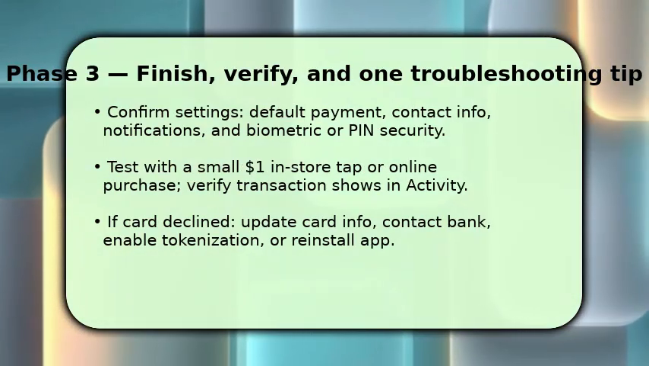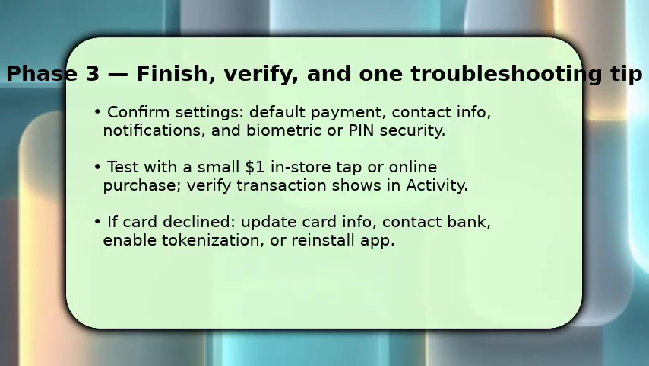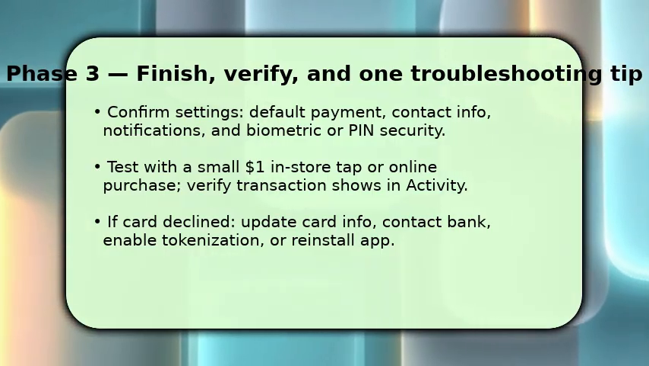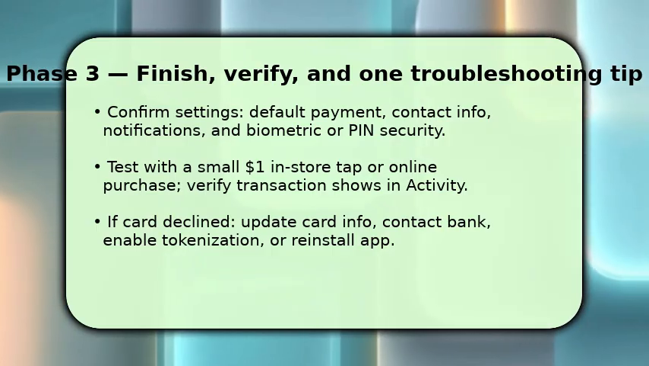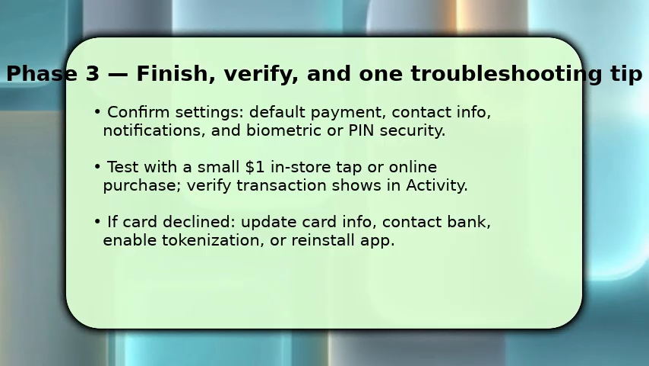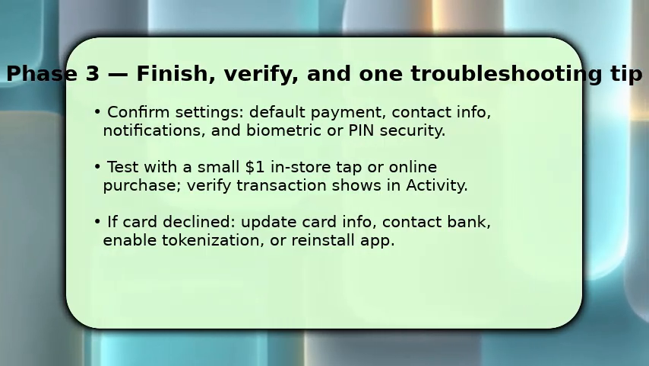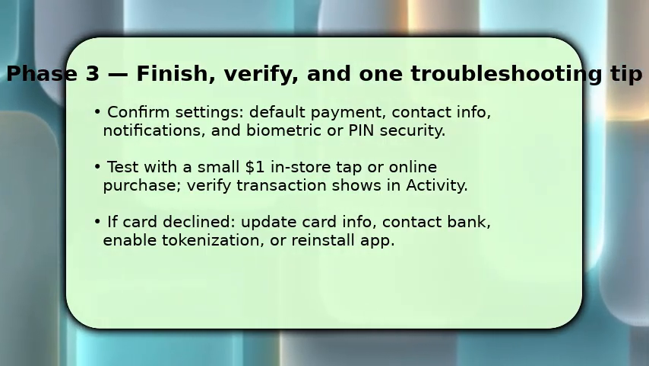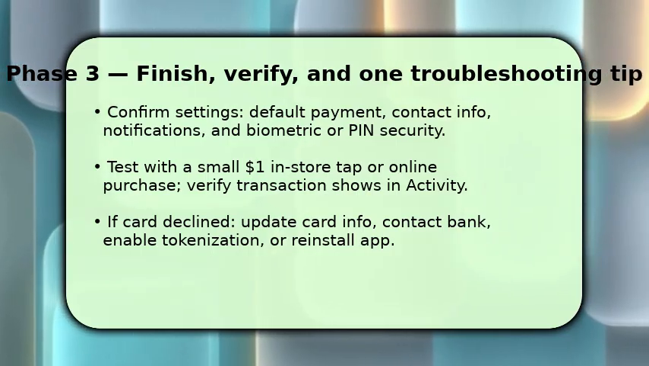Finish by reviewing settings, set your default payment method, enable notifications, and confirm biometric or PIN security, because that unlocks payments quickly and safely. Test with a small $1 purchase in store or online. Check the activity feed to confirm successful processing and tokenization.